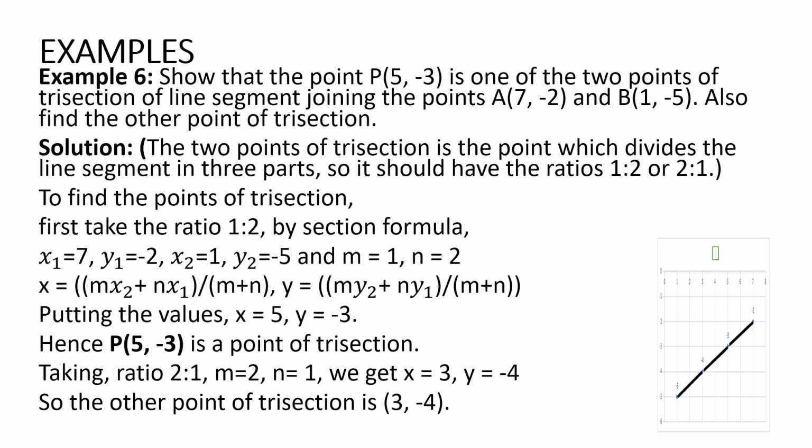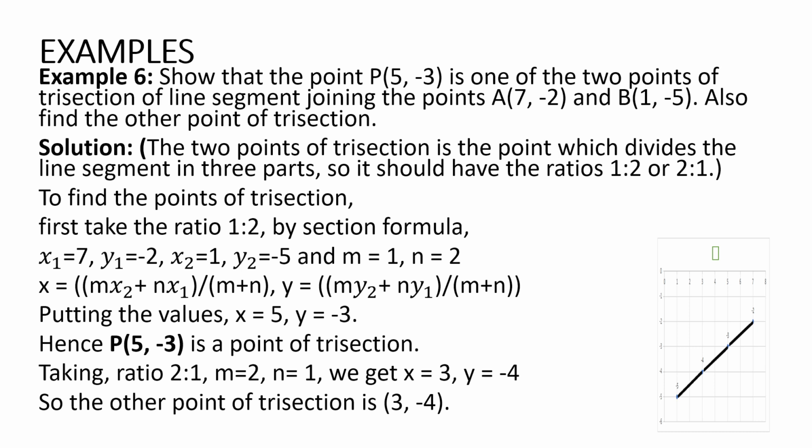We are given x1 = 7, y1 = -2, x2 = 1, y2 = -5. So using the section formula, this will give the value of x as 5 and y as -3. So the first point of trisection is (5, -3). Similarly, when we use the ratio 2:1, meaning m is equal to 2, n is equal to 1, we get x equal to 3 and y equal to -4. So the other point of trisection is (3, -4).